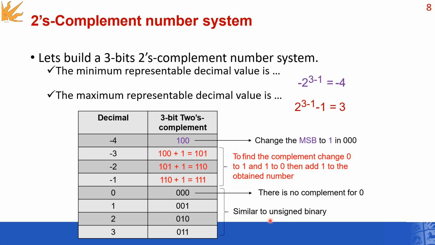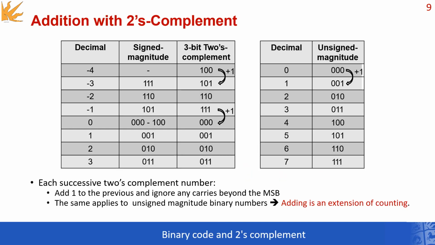And there is a similar way for the unsigned binaries. You start from 0 and you keep adding 1 each and every time. Now this is a nice property. Turning to this slide, essentially it says the same thing. If you look at the slide, you will find that the basic property that we get from 2's complement is that adding becomes an extension of just counting. In order to go from one number to the next, you simply need to add 1.